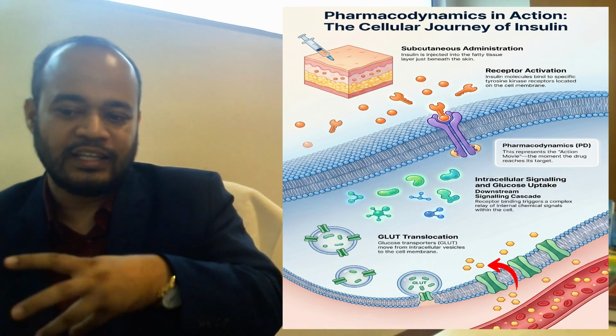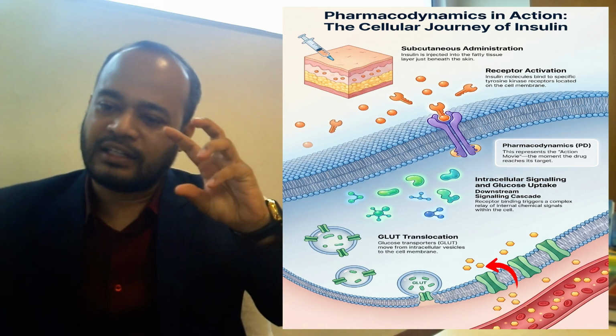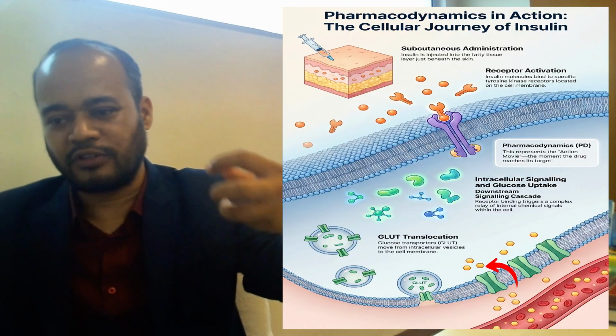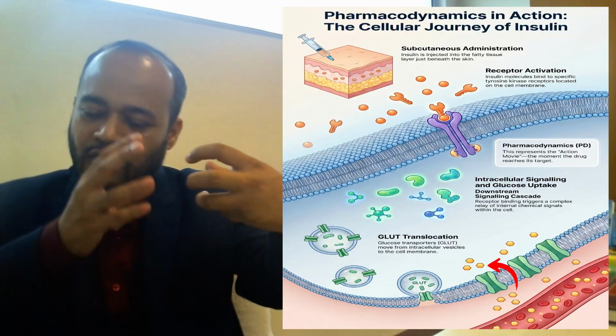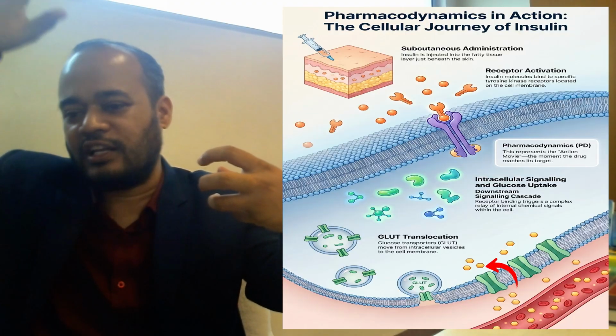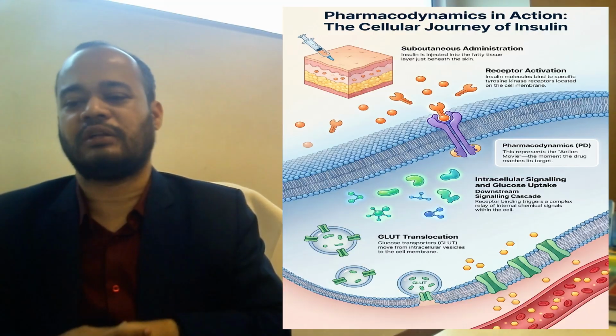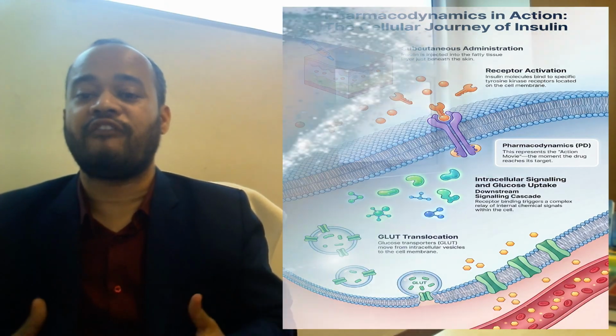So see here, the drug insulin, the hormone insulin, binds with the insulin receptor. Because of the binding to the insulin receptor, all these changes occur, and finally glucose enters the cell. So this total action by insulin is known as pharmacodynamic action. I hope you understand the pharmacodynamic.